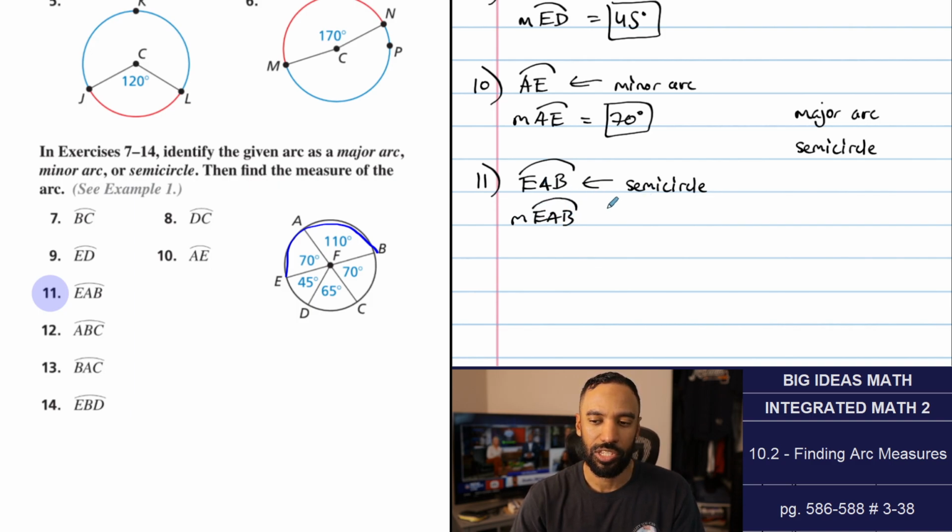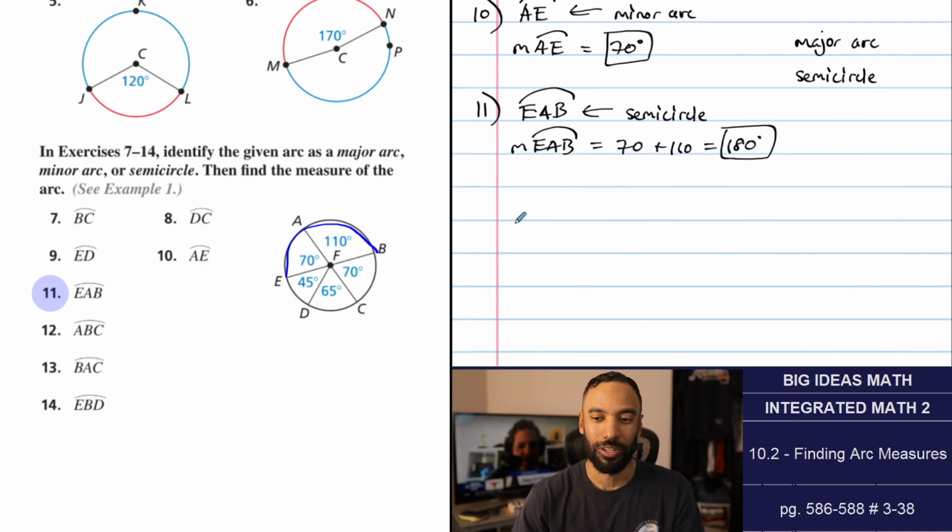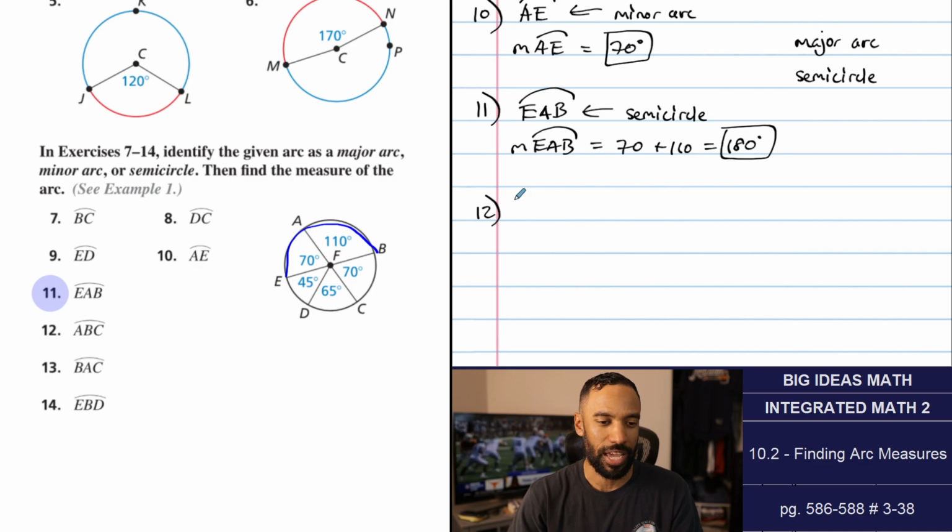Whether you're adding the 70 and 110, which I'll do in this case, to get that, or just understanding that all semicircles are 180 degrees is your call. Clearly, that's what that central angle is supposed to be if that's your diameter.